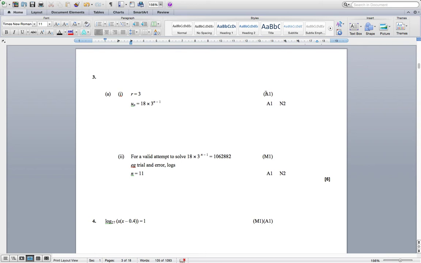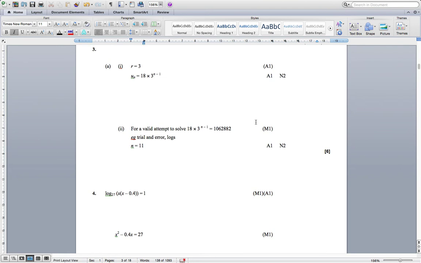So here again, A1 in the bracket means, if you write only this step, un equal to 18 into 3 power n minus 1, without writing r equal to 3, you will get 2 marks for that, because by writing this, you are implying that the value of r is 3. So A1 means answer is implied. Okay, it is mentioned implicitly.